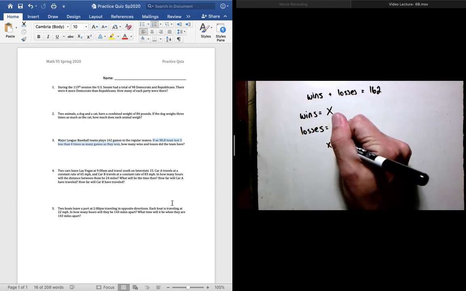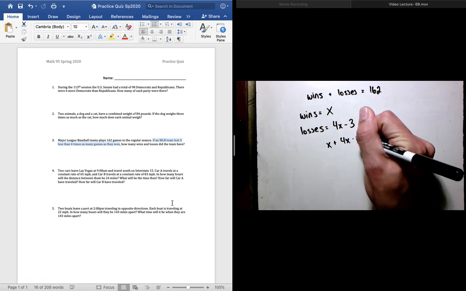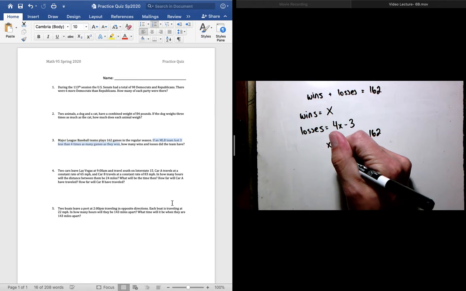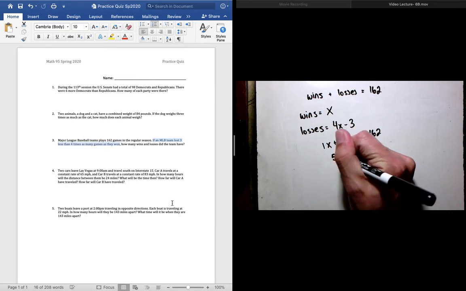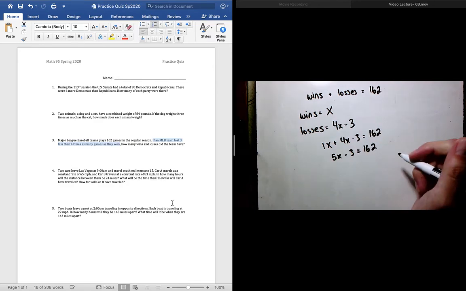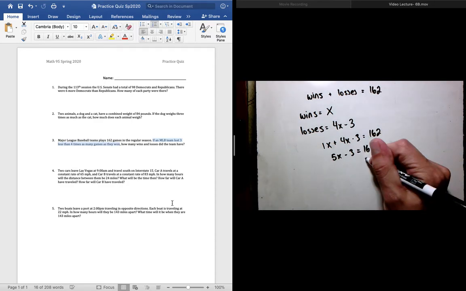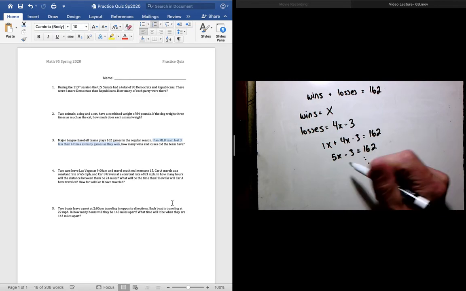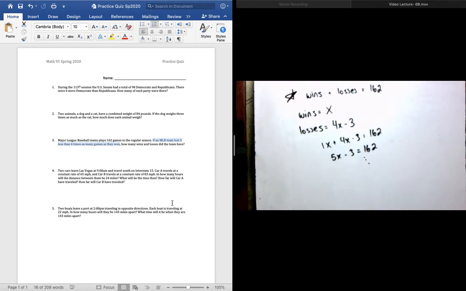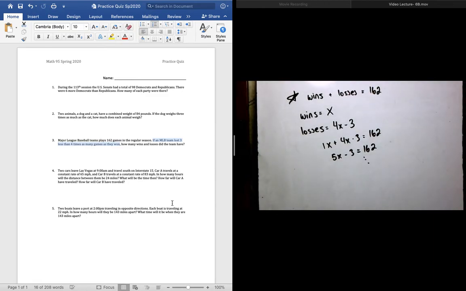This is x plus 4x minus 3 equal to 162. Combine like terms. Remember that this is a 1x, so we have 5x minus 3 equals 162. And I assume from here you're probably pretty good. Add 3, divide by 5. Don't forget at the end you're going to have x. I want you to go and plug it back in to give me wins, plug it back in to give me losses. I really like this problem, by the way. This looks like a good problem to put in terms of word problems for the exam.